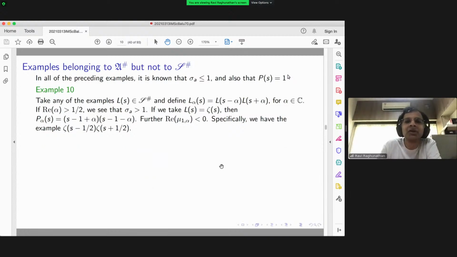So there are two. One thing you can do is simply take something in the Selberg class and translate it. So you can just look at L(s minus alpha) and L(s plus alpha). For instance, very concretely, you can take zeta(s minus half) times zeta(s plus half). Okay, and this will violate everything. So for example, for zeta(s minus half) zeta(s plus half), its abscissa of absolute convergence will be 3/2, so definitely bigger than 1, right? The polynomial you need to multiply by will be (s minus half) times (s minus 3/2), right?